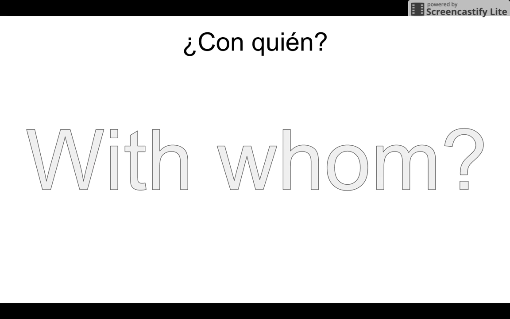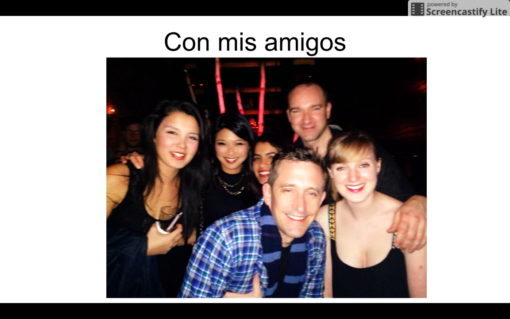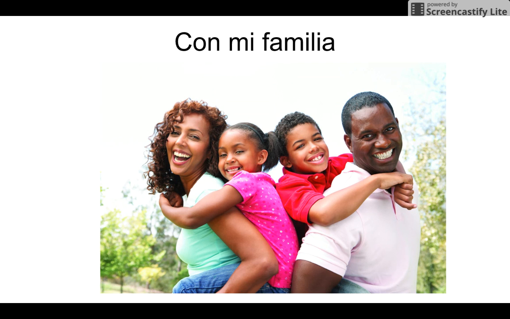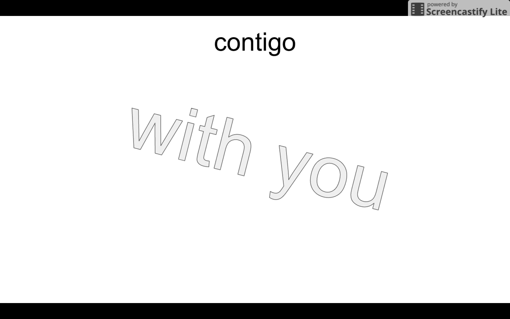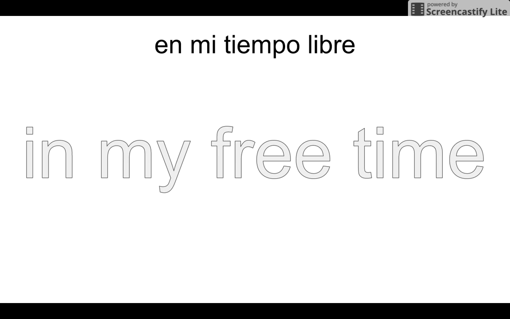Also part of our vocab, con quién, with whom do you do those things? So you could do them con mis amigos, with my friends, con mi familia, with my family, conmigo, with me, or contigo, with you. Last one, en mi tiempo libre, in my free time.